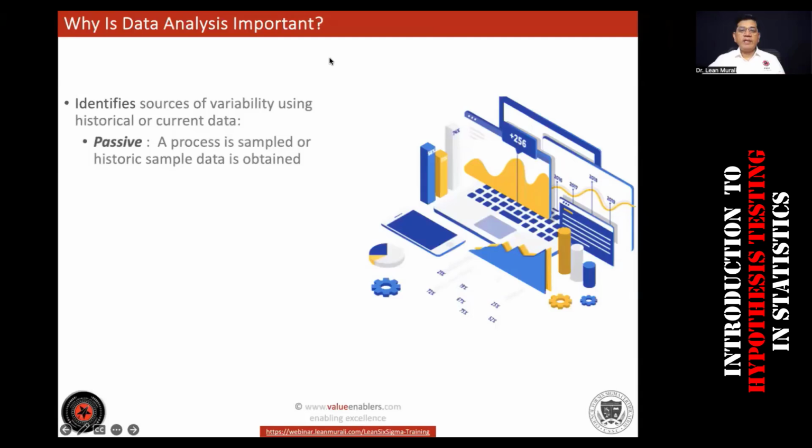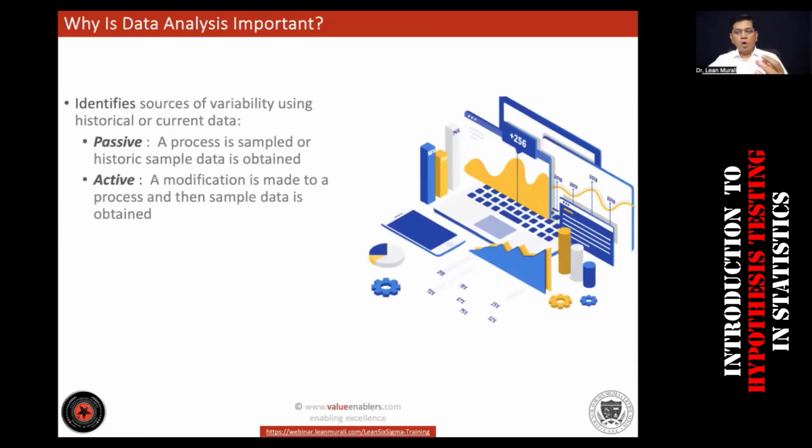There are two types of data that we see here. One is passive and active. All of you type PA in the chat box. Passive data and active data. Passive data is sampled from a process, or historic data.